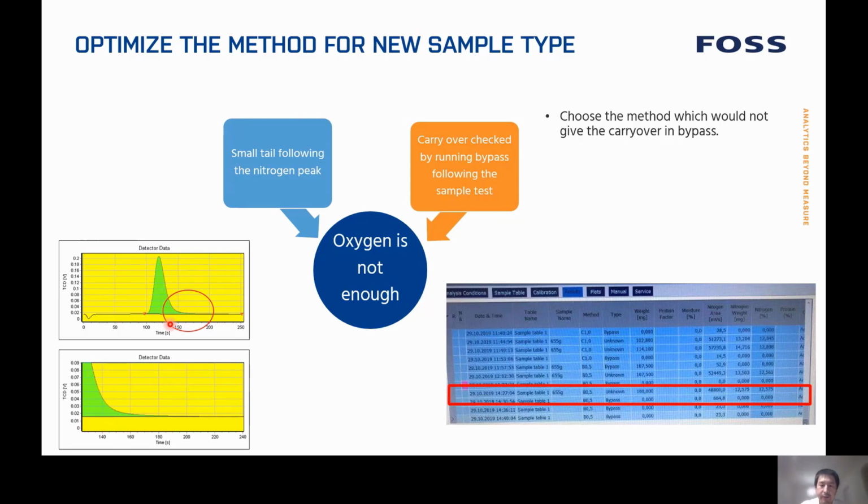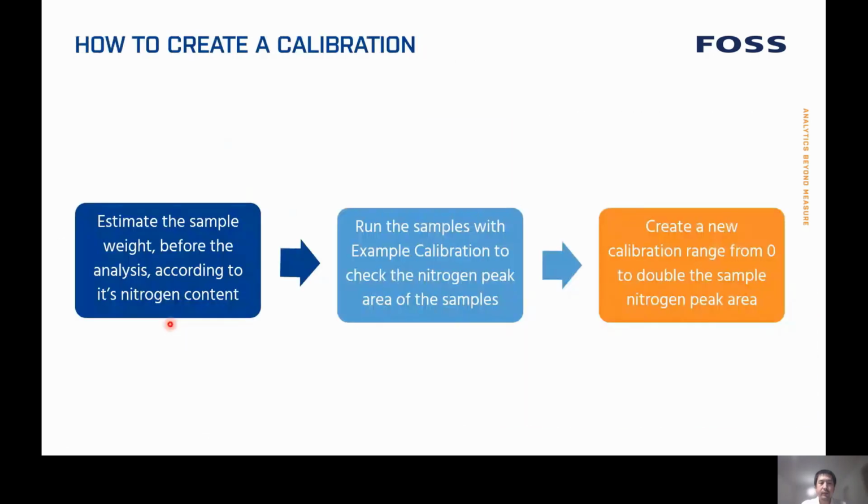This is very different from the first one. The first one is usually for the new samples. You can run a series just to check which method is better. And here you just compare the bypass or check the tail. It's a quick way. You just tell if the combustion is complete. Then we just go to the next part.